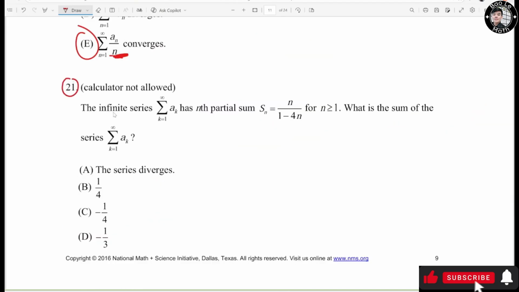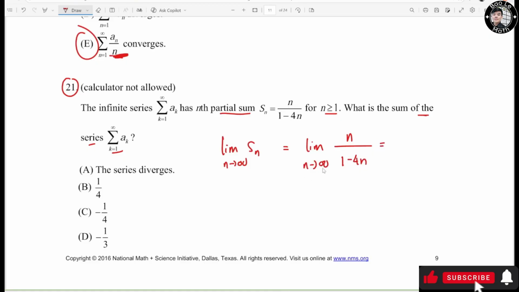Question 21. The infinite series a sub k has n-th partial sum s sub n equals n over 1 minus 4 times n for n greater than or equal to 1. What is the sum of the infinite series? So remember, the sum of an infinite series is the limit of its partial sums when n approaches infinity, right? So we need to find the limit of s sub n when n approaches infinity, which equals the limit of n over 1 minus 4n when n approaches infinity, right?